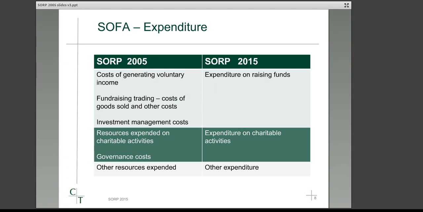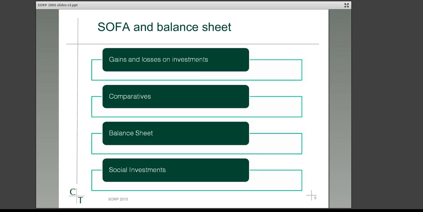A few other things just to mention on the SOFA just now, and first of these relates to gains and losses on investments, and this includes both unrealised and realised gains on investments from, say, an investment portfolio or investment property. These previously got reported quite low down in your SOFA, but now these get reported further up before your net income and expenditure. And this is really a requirement that's come through from FRS 102.